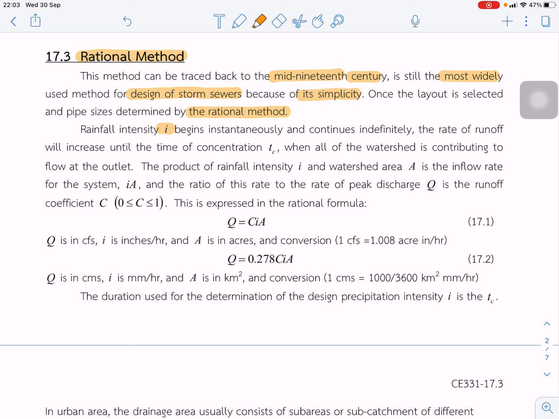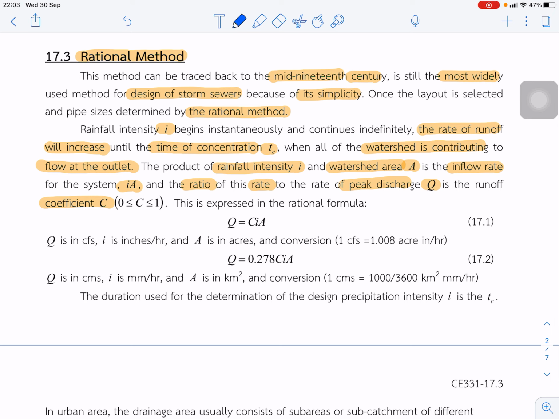indefinitely. The rate of runoff will increase until the time of concentration, when all of the watershed is contributing to the flow at the outlet. The product of rainfall intensity I and the watershed area A is the inflow rate of the system, I times A, and the ratio of the peak discharge Q to this rate is the runoff coefficient.